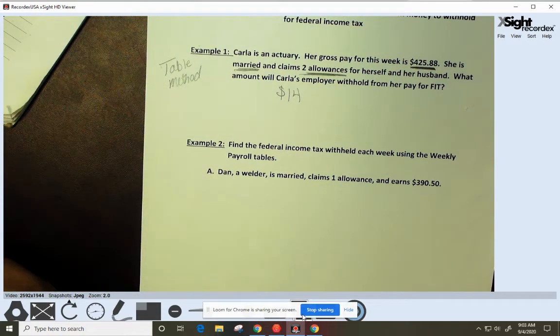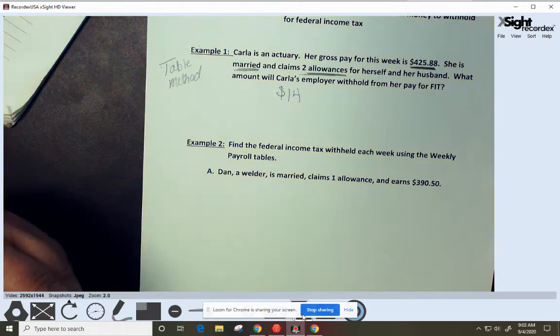$14. Meeting those conditions, when you're using your table, you get on the correct table, whether you're married or single. You find in the first 2 columns where your pay is going to fall in between, in this case, in between $420 and $430. And then you just follow that across until you get under the column where it has the number of allowances.